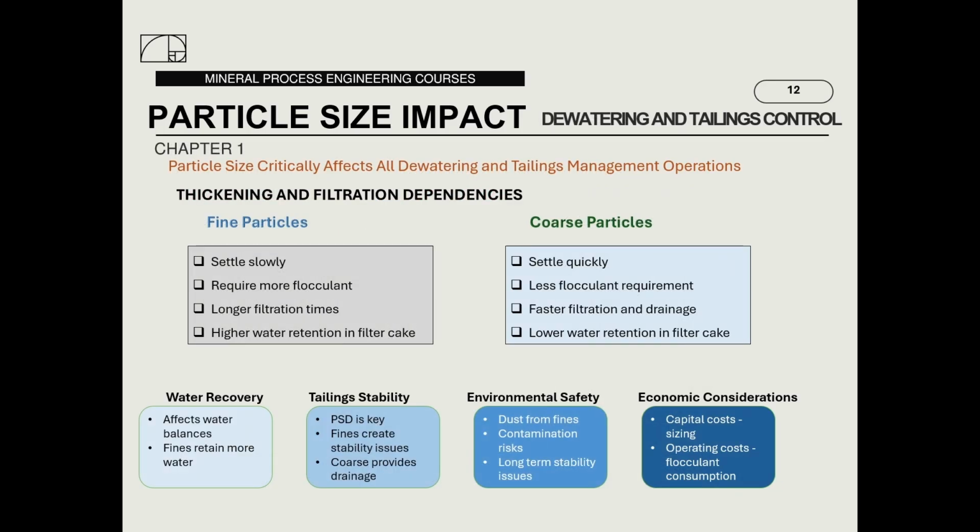Dewatering and tailings management are heavily influenced by particle size. Fine particles settle slowly, require more flocculant, and result in longer filtration times with higher water retention in filter cakes. Coarse particles settle quickly, need less flocculant, and allow faster filtration and drainage. These factors affect tailing stability, water recovery, environmental safety, and economic outcomes. Effective particle size control in this stage is essential for sustainable and cost-effective tailings management.